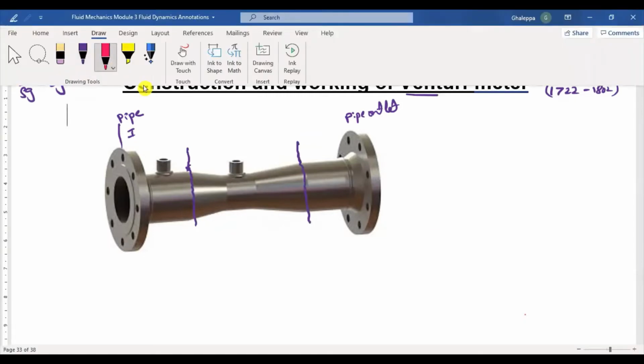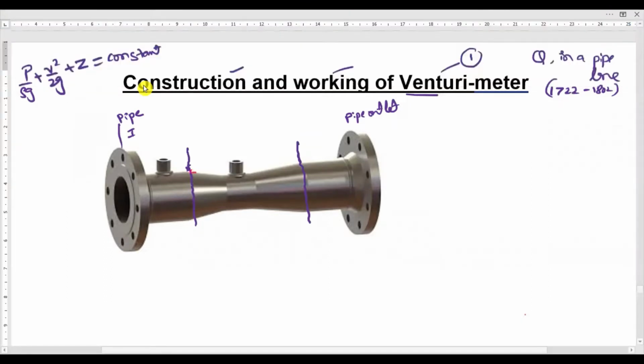So the venturimeter consists of three parts. As you can see here, there is a slight decrease in area of the venturimeter in the first part. This decrease in area is called the converging end, or converging part. That is the first part. After the end of the converging end, there is a small portion of the venturimeter. This small portion is called the throat.